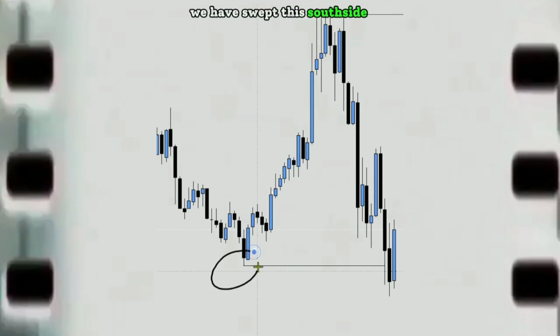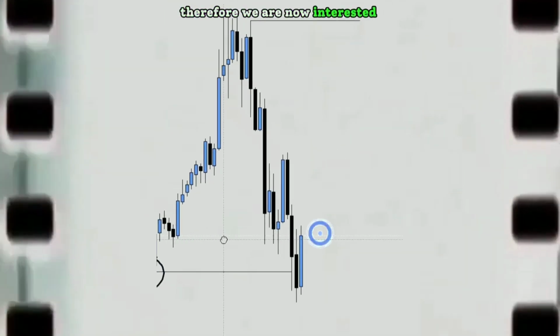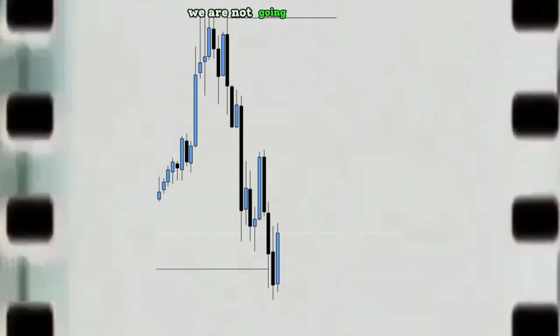So as you can see right here, we have swept this sell side liquidity. Therefore, we are now interested in looking for long. We are not going to short this bearish fair value gap. Instead, I'm going to use my 80% win rate day trading model, where I long off inversion fair value gaps. So we get the candle close right here.